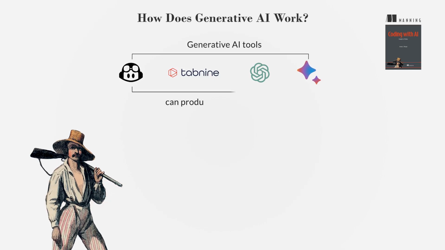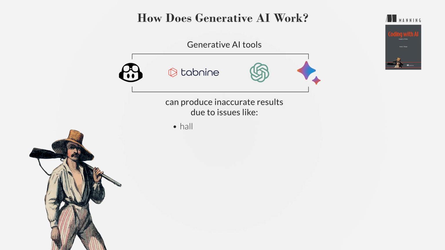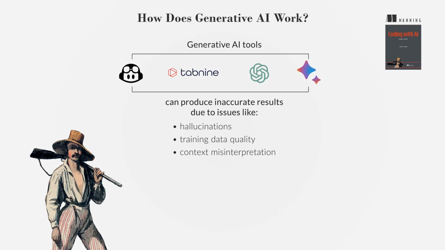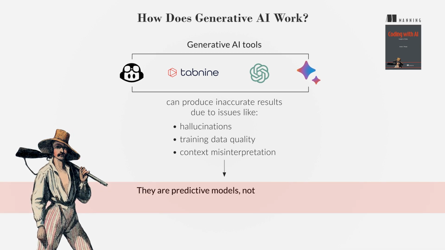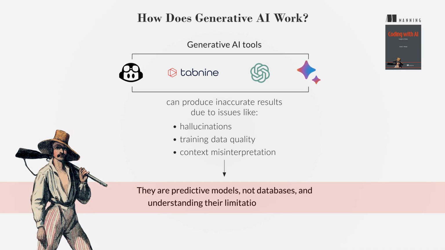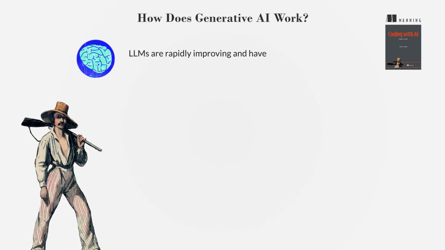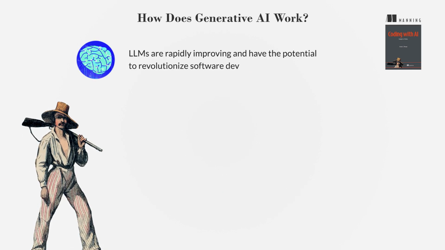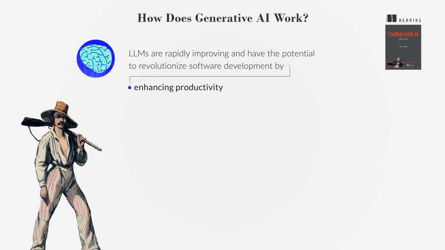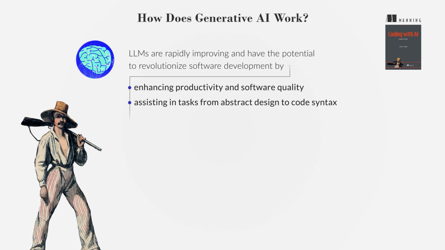Generative AI tools can produce inaccurate results due to issues like hallucinations, training data quality, and context misinterpretation. They are predictive models, not databases, and understanding their limitations is crucial. LLMs are rapidly improving and have the potential to revolutionize software development by enhancing productivity and software quality, assisting in tasks from abstract design to code syntax, and making developers more efficient and effective.